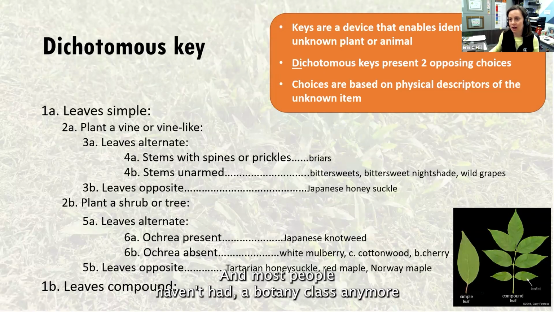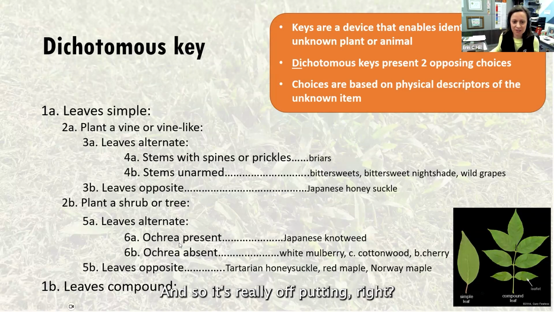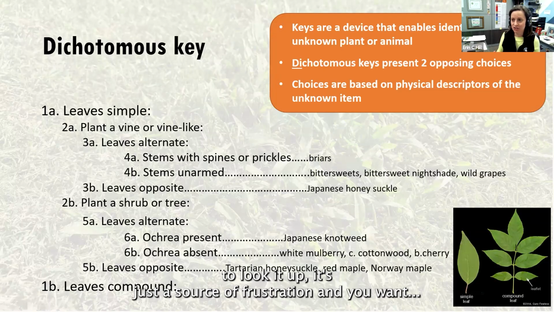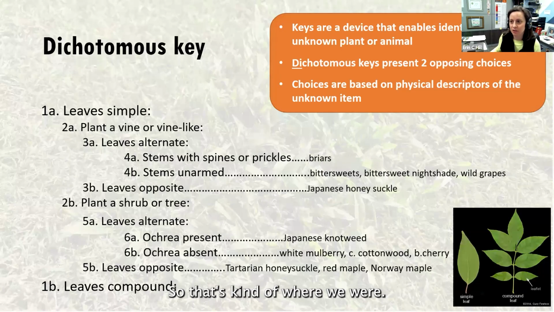And most people haven't had a botany class where they actually learn about these structures. I never had that. And so it's really off-putting, right? Like ochrea, what is an ochrea? If you don't know and you have to go to another resource to look it up, it's just a source of frustration, and you want to give up, right? So that's kind of where we were.